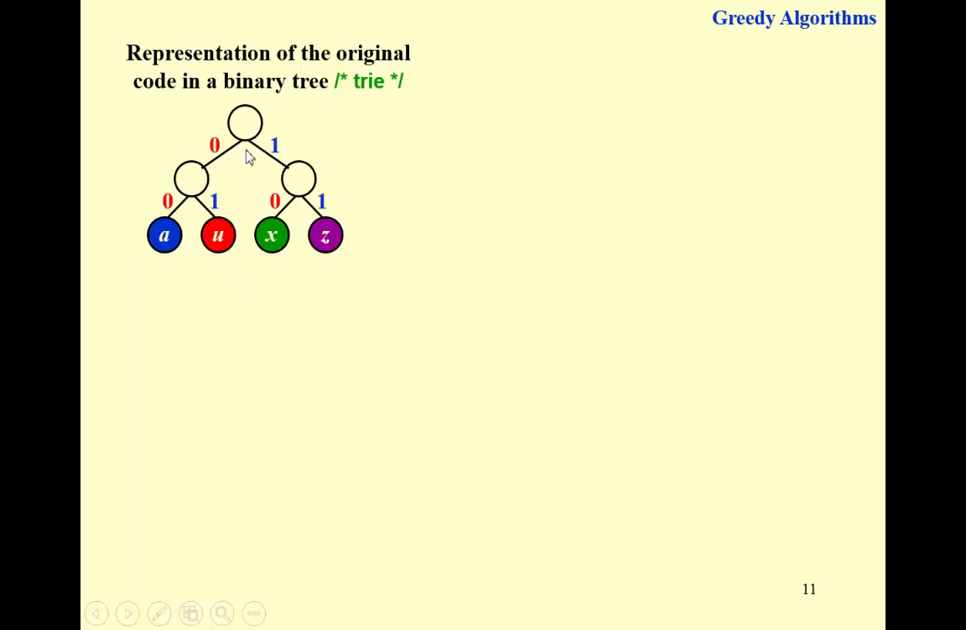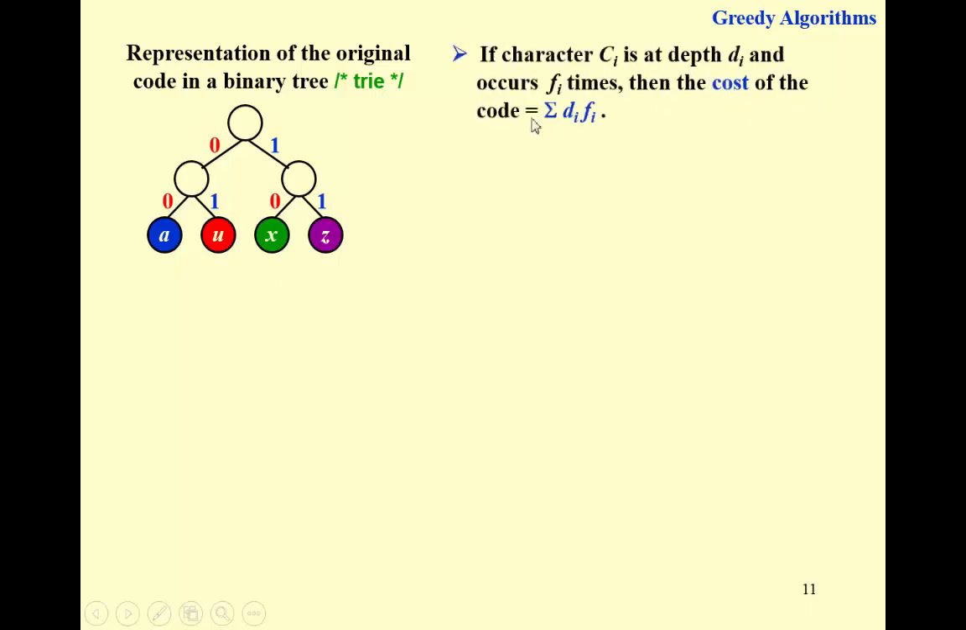And therefore, we can obtain the codes. We start from the root. From the root to A, we obtain 0, 0, and 0, 1 for U, 1, 0 for X, and 1, 1 for Z. And we define the cost of the code to be the sigma of d sub i times f sub i, where d sub i is the depth of that character, and f sub i is the frequency of that character.